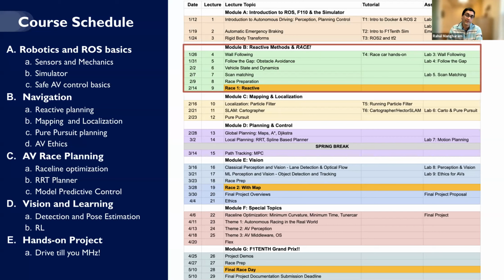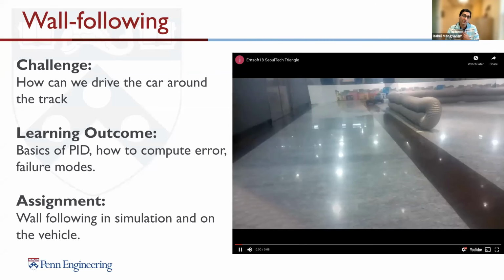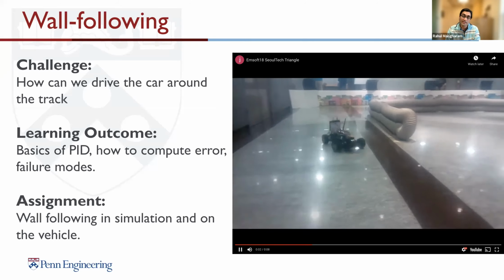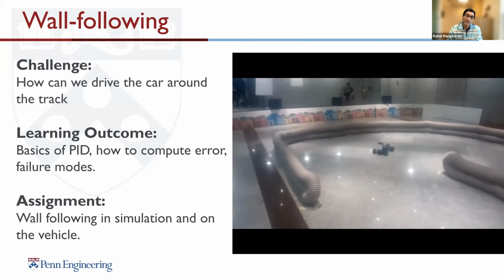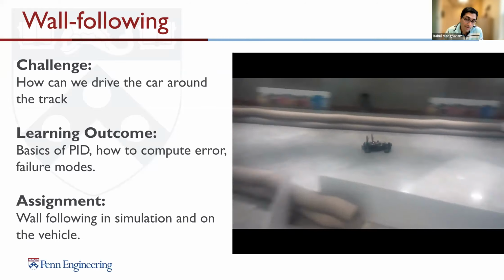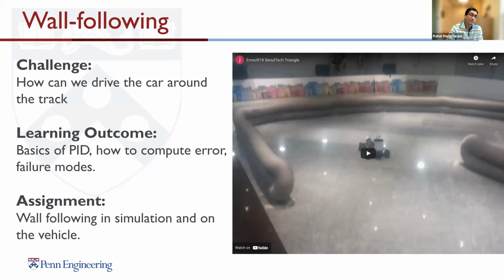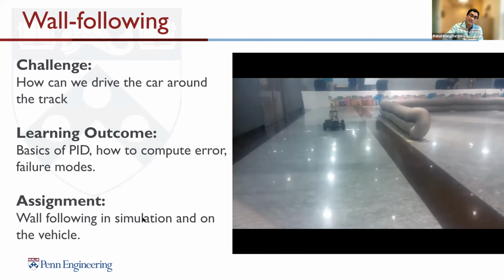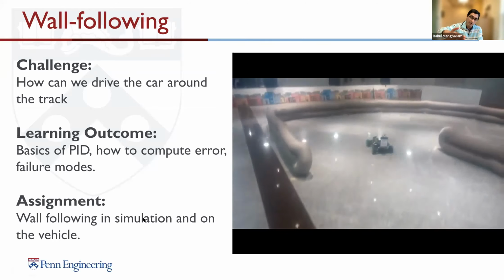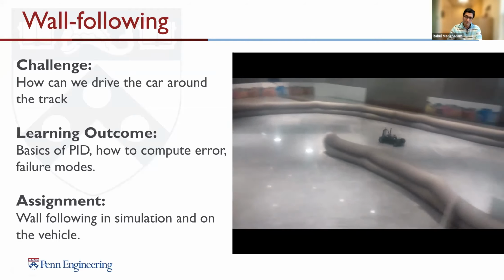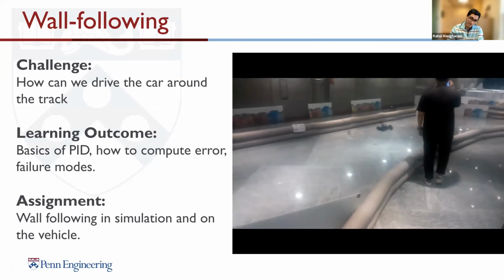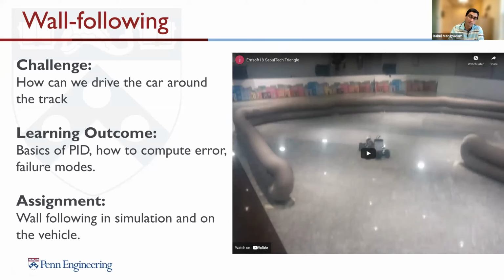So we'll start using reactive methods. That's basically taking the current, or instantaneous, sensor inputs and then making a decision on how you're going to drive, right? One example is wall following. It's kind of like what you would have done in high school or in undergrad, like line following or wall following. This shows our early races, where the teams were just following the left wall or the right wall and going through that. There's no optimized trajectory or anything, but it works out of the box.